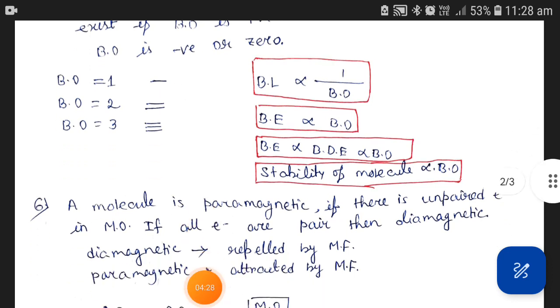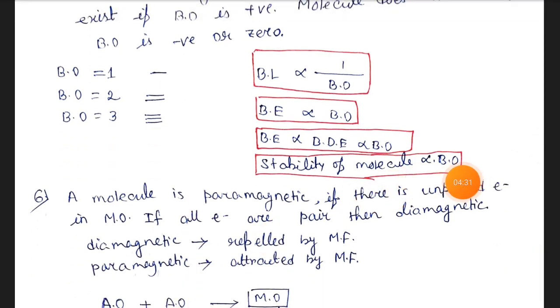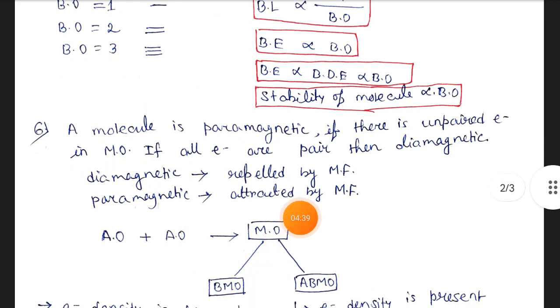Next, stability of the molecule is proportional to bond order. So we can say that a triple bond molecule is more stable than a single bond molecule. Next, a molecule is paramagnetic if there is an unpaired electron in it. For molecular orbitals, if there is an unpaired electron, it is paramagnetic. If all electrons are paired, then it is diamagnetic. Diamagnetic molecules are repelled by a magnetic field, and paramagnetic molecules are attracted by a magnetic field.